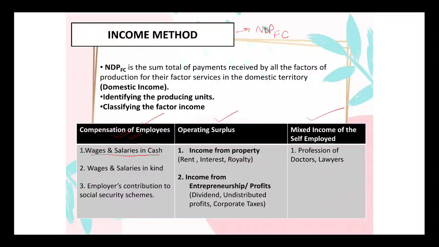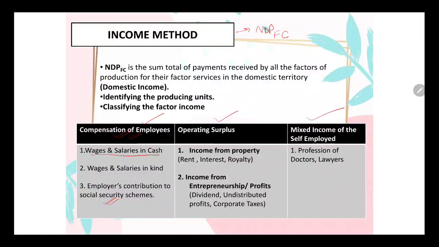The third is the employer's contribution to social security schemes. Now here students, what we are talking about is what the employer is doing in order to provide the social security benefits to the employees. Now that could be in the form of PF, Provident Fund, that could be in the form of any labor welfare funds that are there. Basically the aim is to ensure that there is safety and security for the employees. So this is the third subcategory under the COE.